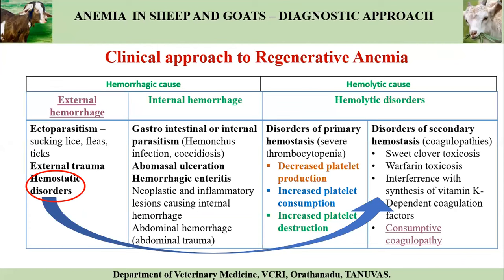Then for internal hemorrhage, we have to do a basic fecal examination and examine the animal for the typical signs of parasitism, such as weight loss, diarrhea, rough hair coat, weakness, anemia, fever, or cold extremities. If fast breathing and coughing are present, you have to think about the lungworm, Dictyocaulus species. If bottle jaw is present, it is especially noticed with stomach worms and liver flukes.